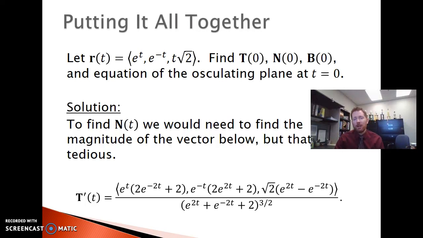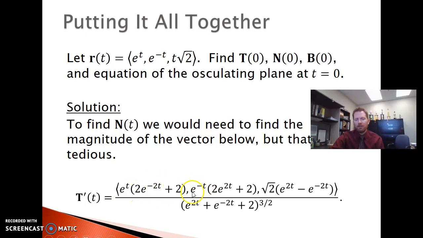Now if you needed to find N(t) at multiple different points in time, it might be worth your while to go ahead and find the magnitude here. But we're just going to plug in 0 to T'(t). So when you plug in 0, a lot of nice things happen, right? This becomes e to the 0, which is 1. This is e to the 0, which is also 1. And so you've got 2 plus 2, so the first piece right here is simply a 4.